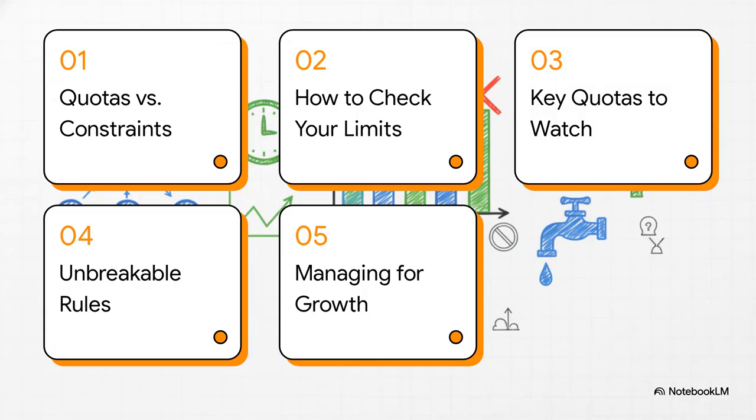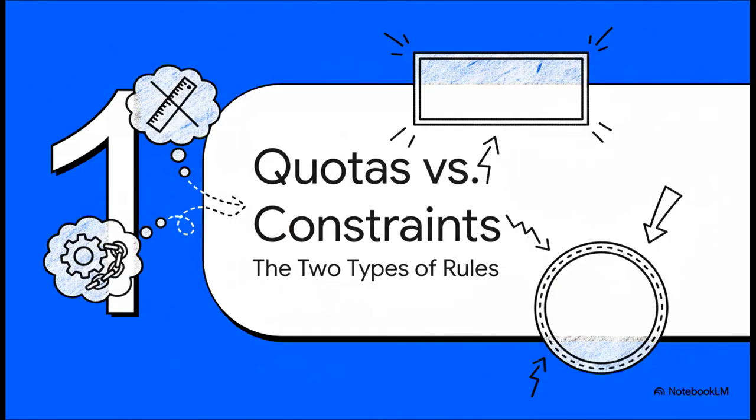Well, here's our game plan for today. First, we'll get really clear on the difference between adjustable quotas and those hard constraints. Then we'll look at exactly how you can check your limits. We'll spotlight the key quotas you are most likely to hit, cover the unbreakable rules you have to design for, and then finally, show you how to manage all this for growth. Okay, let's dive right in.